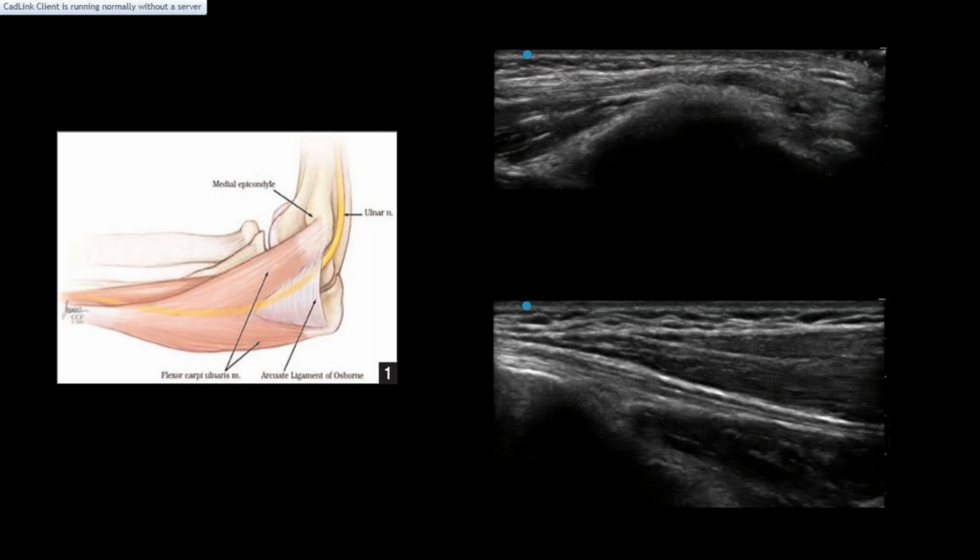Now let's look at the long axis view, or longitudinal view, of the ulnar nerve. The first image on the right is a longitudinal section of the ulnar nerve. The probe is aligned along the ulnar nerve, and you can see the nerve coming distally, and this is the medial epicondyle. The second image is of the distal part of the nerve between two heads of flexor carpi ulnaris, and it's hyperechoic and linear here compared to the superficial part.